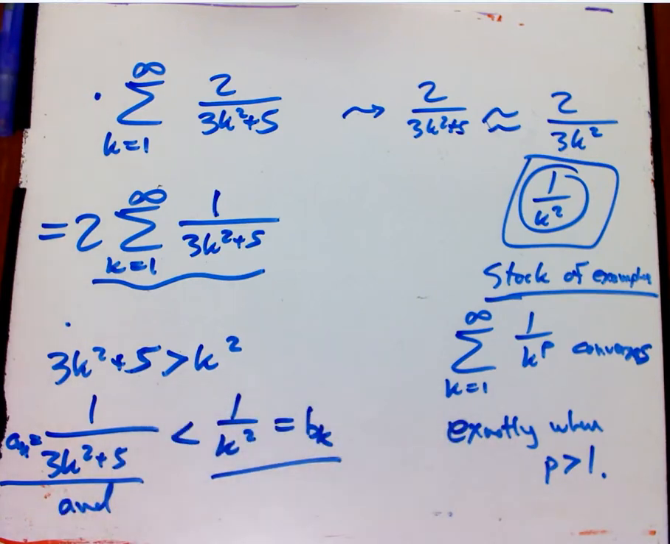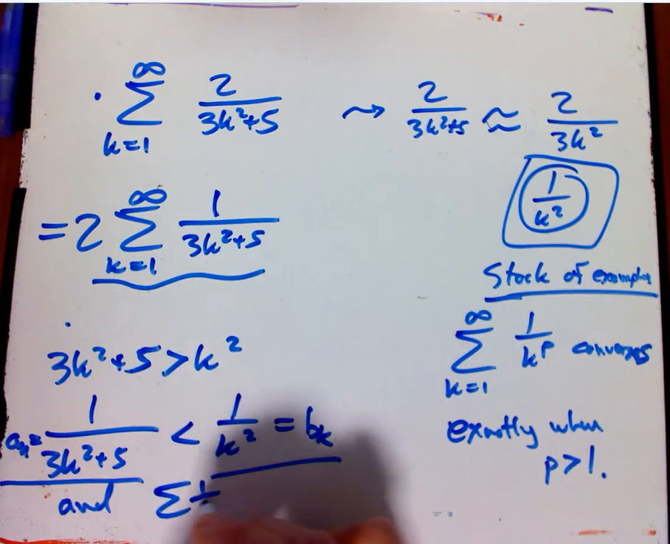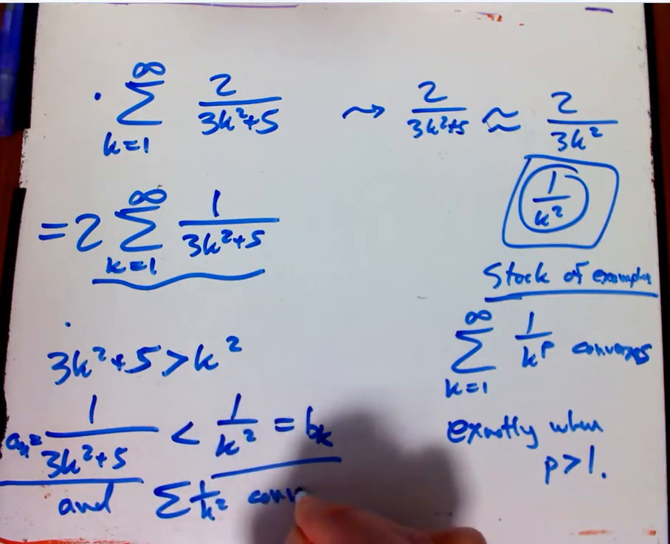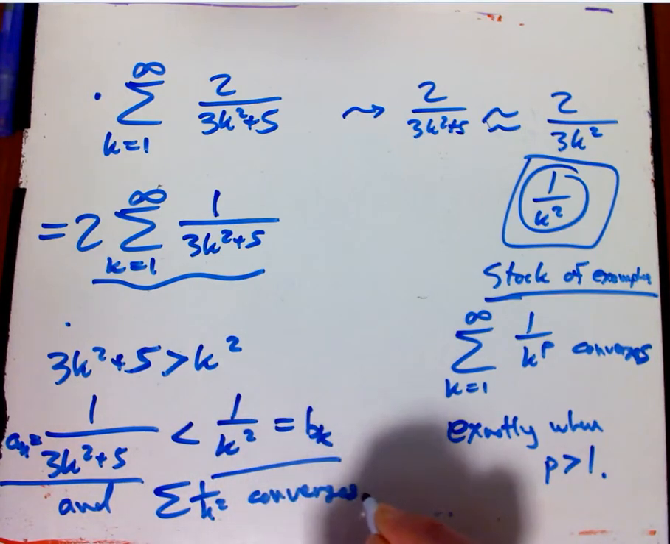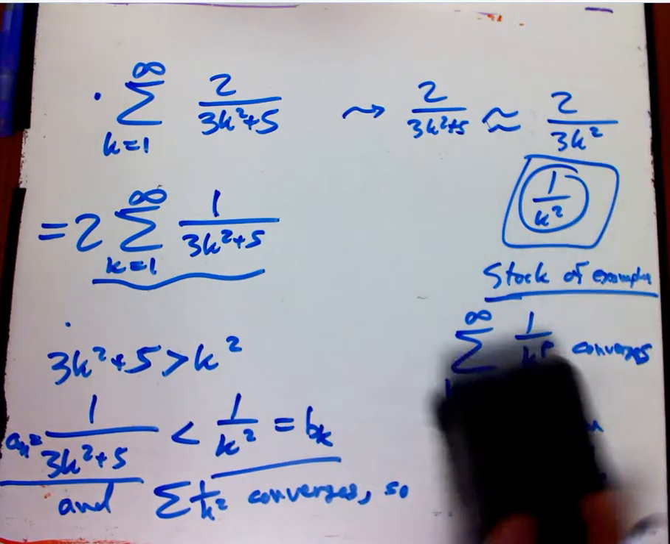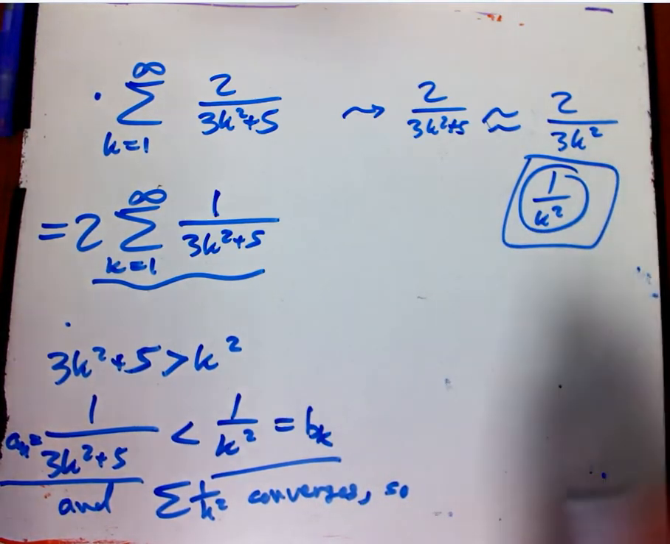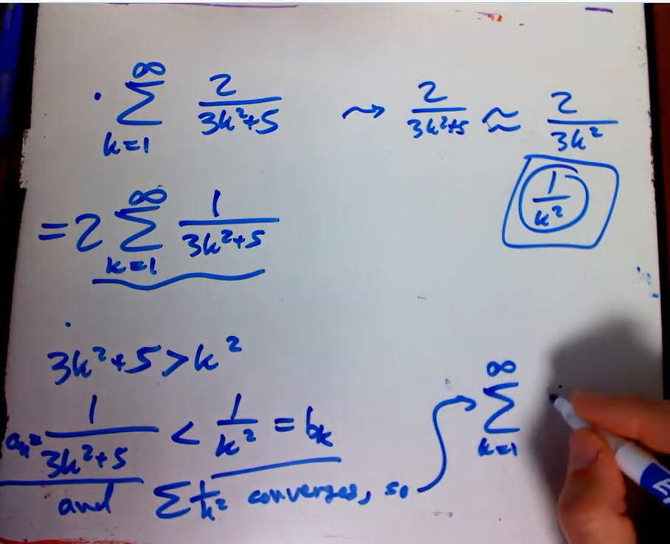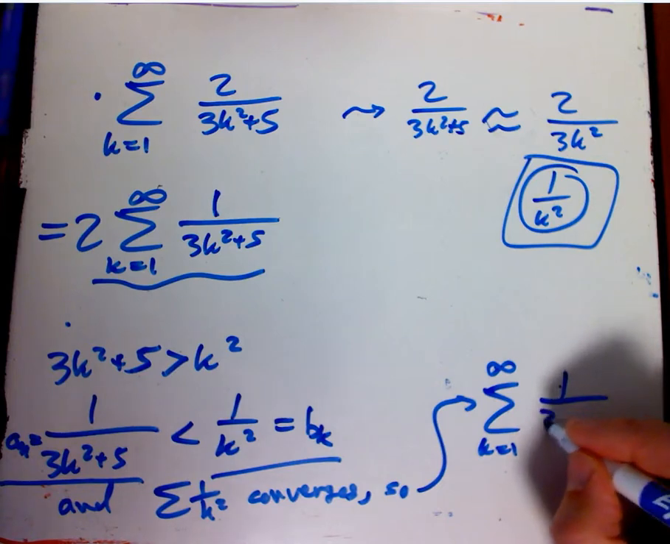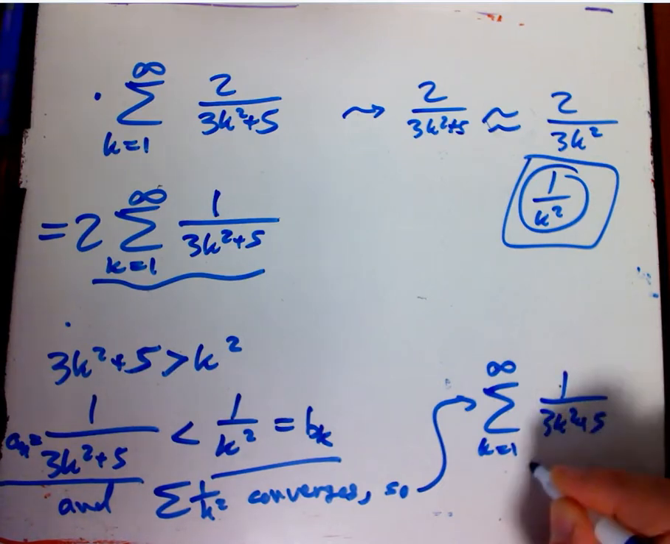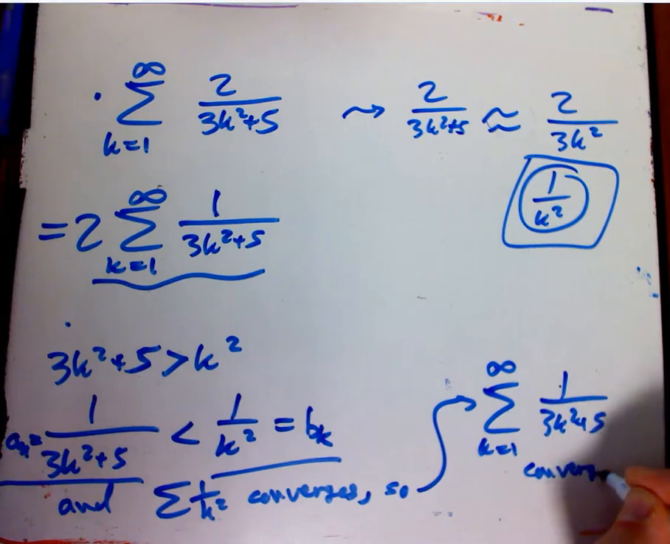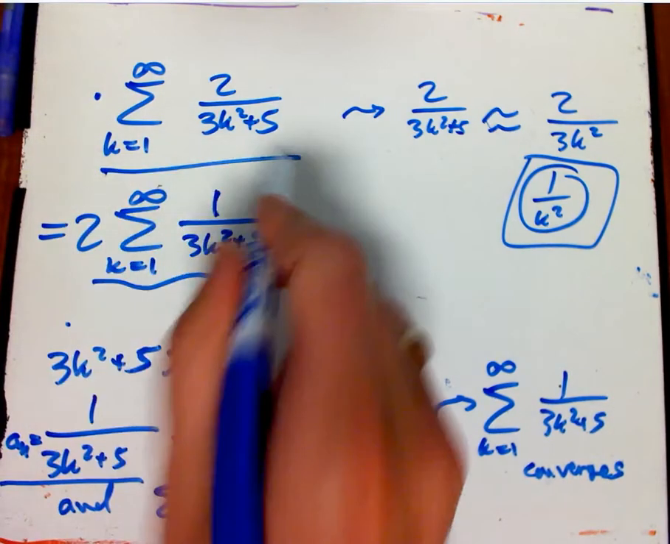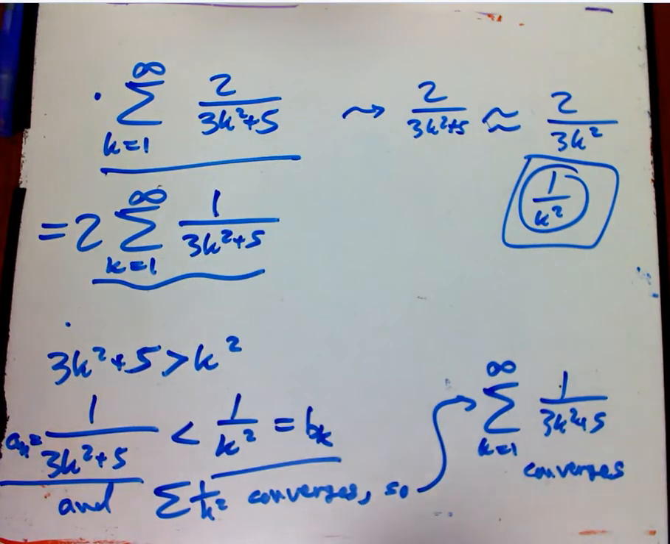And the sum of 1 over k squared converges, because that's a known fact. So the sum, and I'll write it out a little carefully, of 1 over 3k squared plus 5 also converges. And so does this one, because it's just twice that. So that's a simple example of using the comparison test, and we'll make it a little more subtle in the next couple videos.